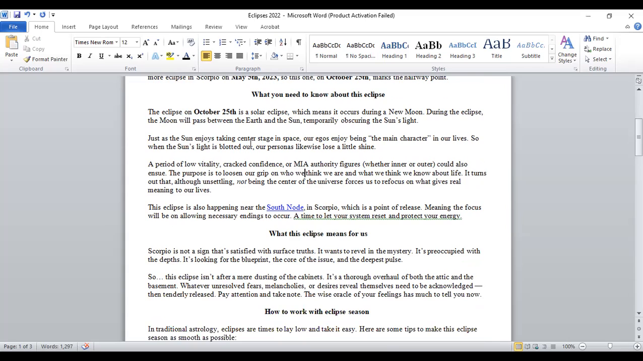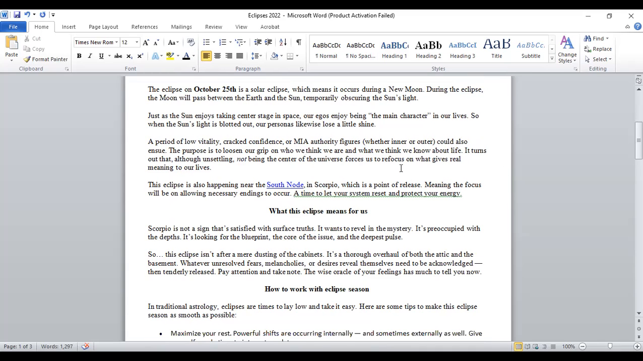Just as the sun enjoys taking center stage in space, our egos enjoy being the main character in our lives. Our ego is the main character. How can you run around without having that? So when the sun's light is blotted out, our personas likewise lose a little shine. A period of low vitality, cracked confidence, or missing in action authority figures, whether inner or outer, could also ensue.